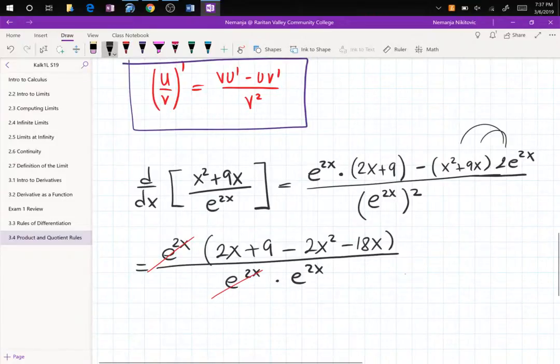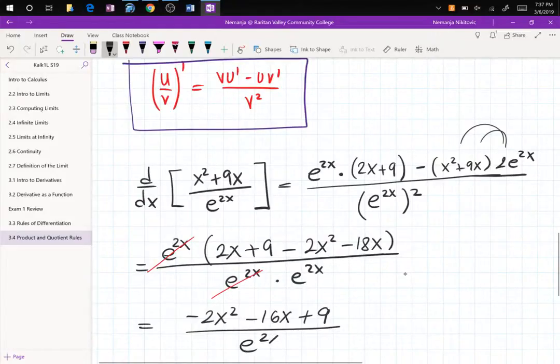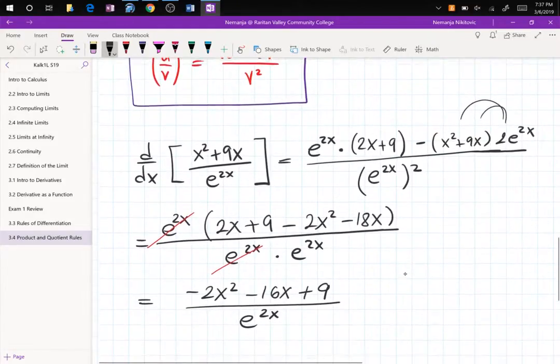And now, in the numerator, I have negative 2x squared first, minus 18 plus 2 is negative 16x, and then plus 9, everything divided by e to the 2x, and then we walk away. That's it.